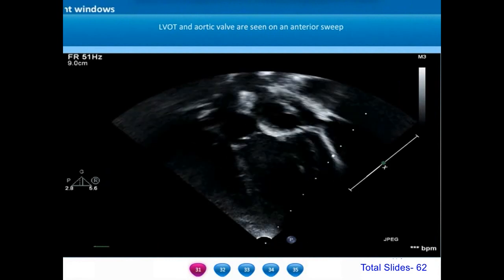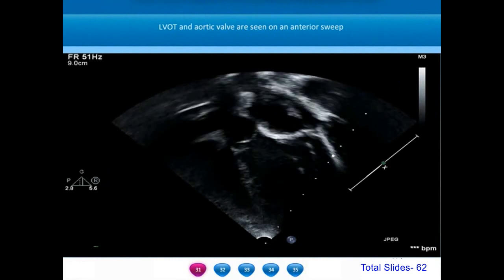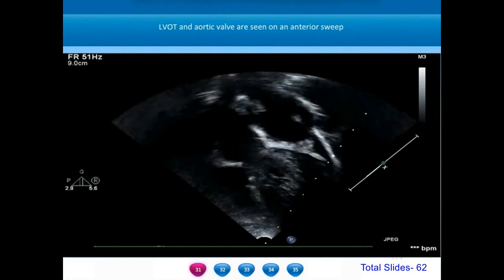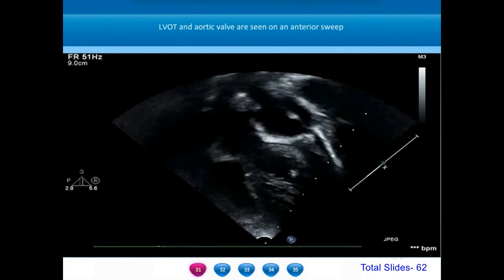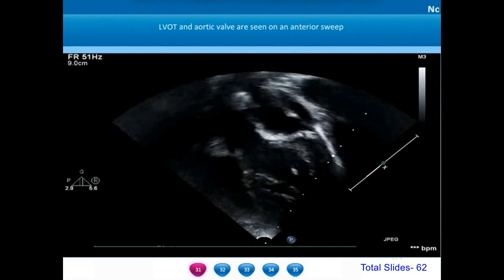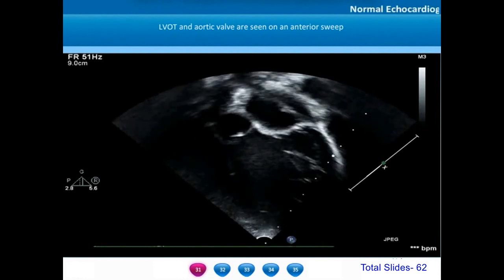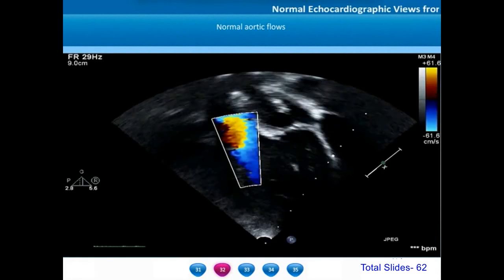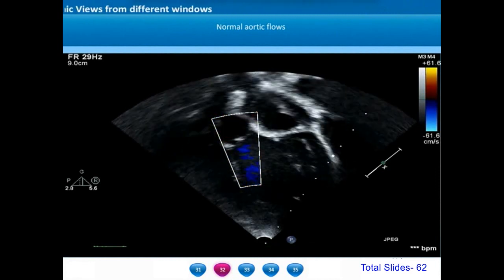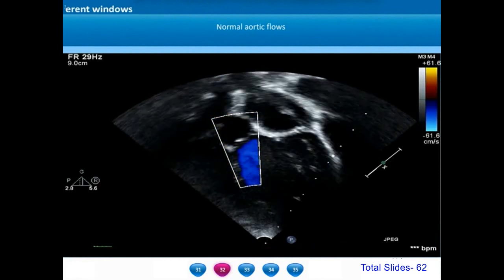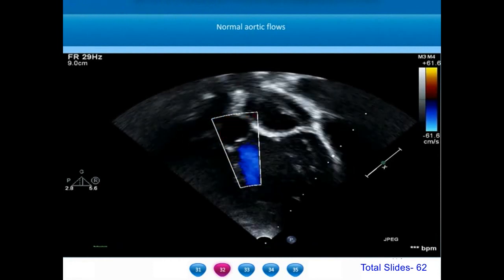From the apical view, when we start sweeping the transducer anteriorly, we start seeing the left ventricular outflow tract and the aortic valve. This is sometimes referred to as the 5-chamber view. When we do a color Doppler interrogation of the left ventricular outflow tract, we can notice the flow away from the transducer through the aortic valve, so coded blue.